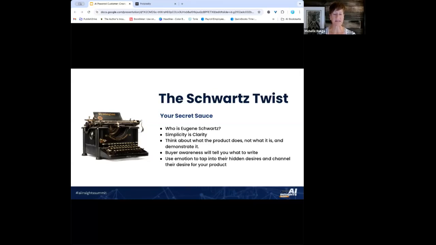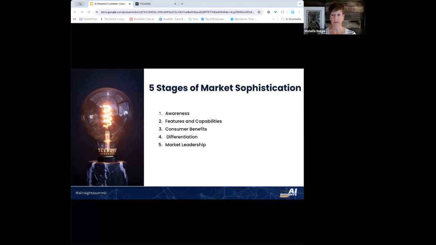Now, the last thing here is he said that how you do this is really going to depend on how sophisticated the market is. And there are several stages of market sophistication. So we're going to talk about all of these things. So bear with me. This is going to make more sense as we go through. Okay. So let's start with the 5 stages of market sophistication.